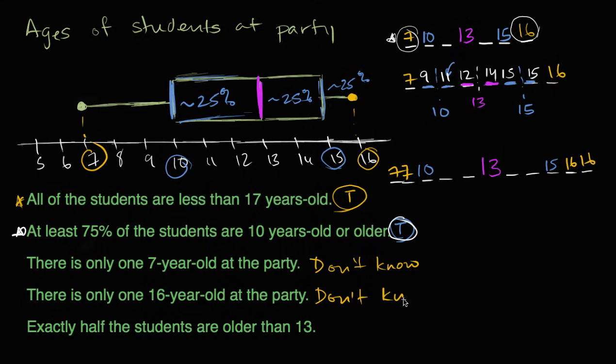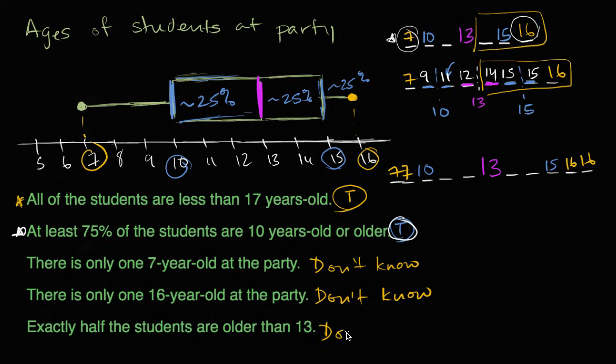We just don't know. Now the next statement: exactly half the students are older than 13. Well, if you look at this possibility up here, we saw that 3 out of the 7 are older than 13. So that's not exactly half. 3 sevenths is not 1/2. But in this one over here, we did see that exactly half are older than 13. We have an even number right over here, and so it is exactly half. So it's possible that it's true. It's possible that it's not true based on the information given.